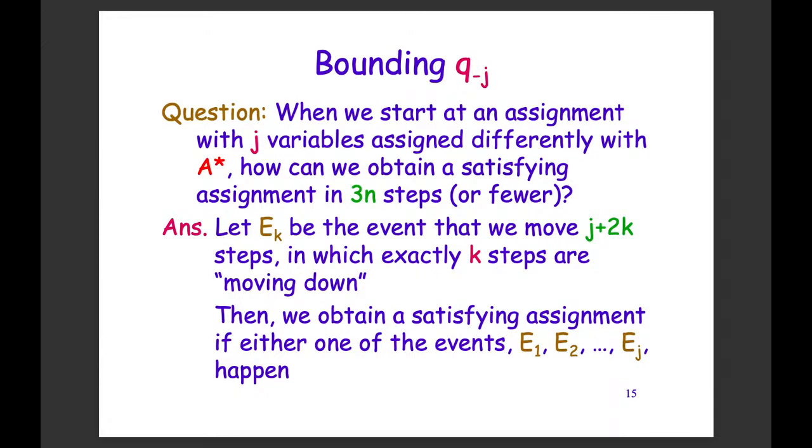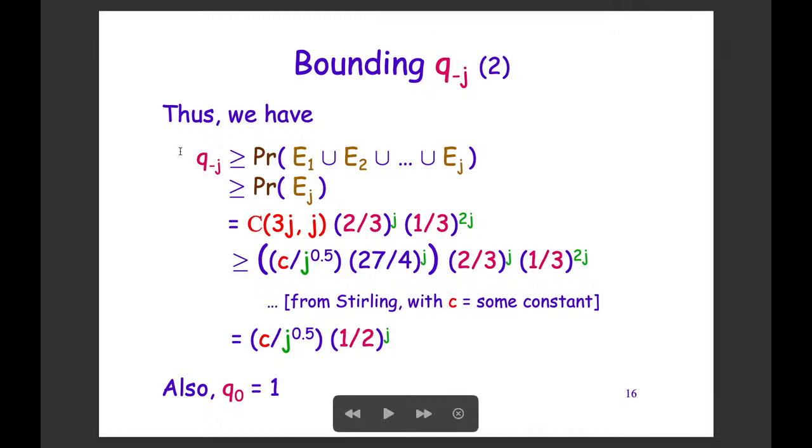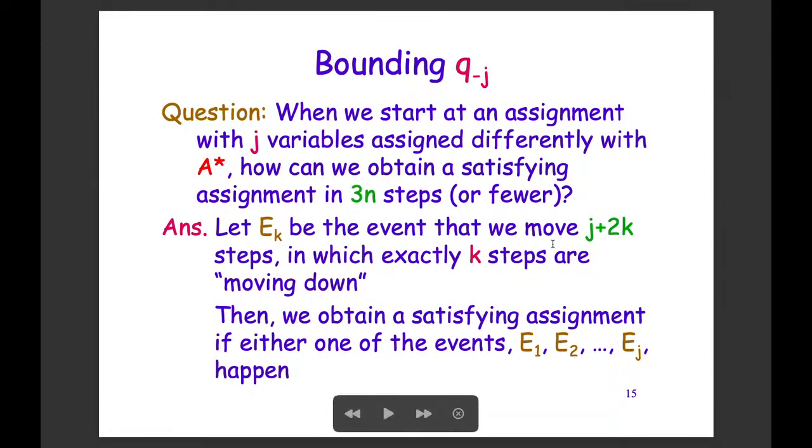So in that case, we will see that in order to have Q subscript j, one way is we have this particular case, the probability of E1. E1 means the event that we are moving at most one step backward.